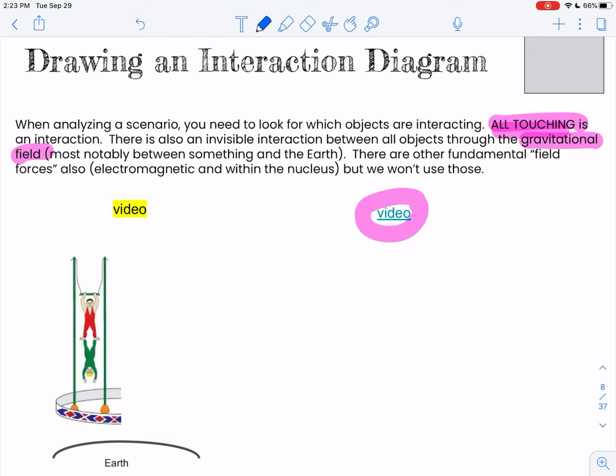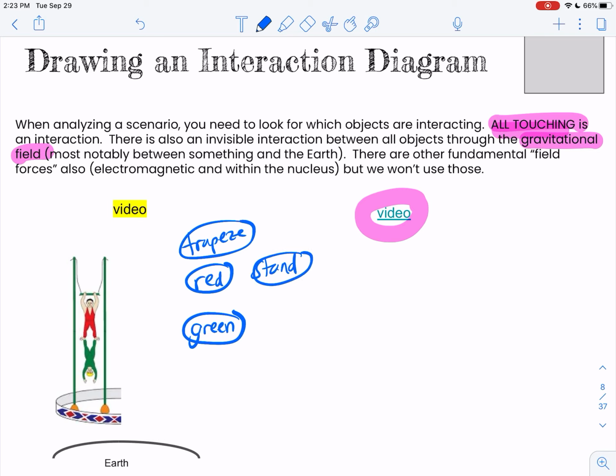All right, so all we're going to do when we draw this diagram is just draw the people, the things, okay? So I'm going to have the green guy, the red guy, the trapeze, the stand, which I'll count as both of those vertical things, and then the ground and the earth, okay? All right, so this is going to be all the objects that are going to be in the system, right? So I'm going to just be looking at this whole entire thing, including the earth, all right?